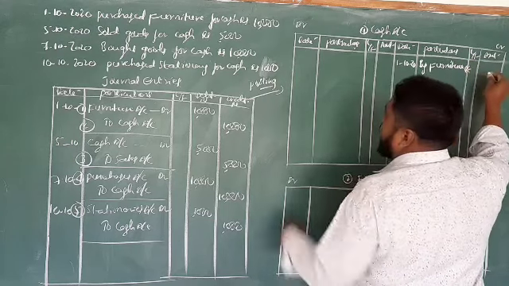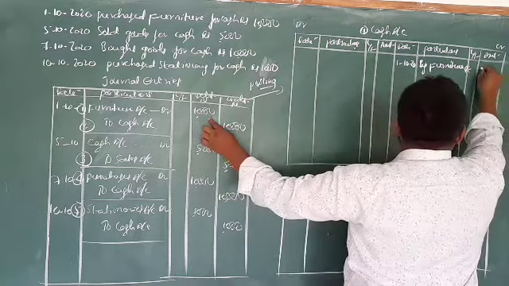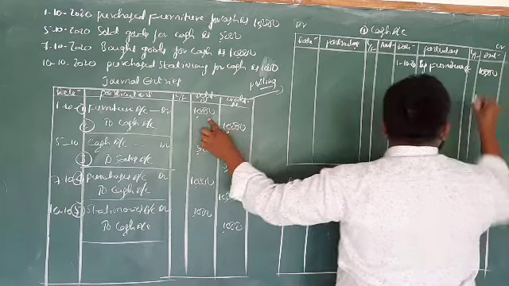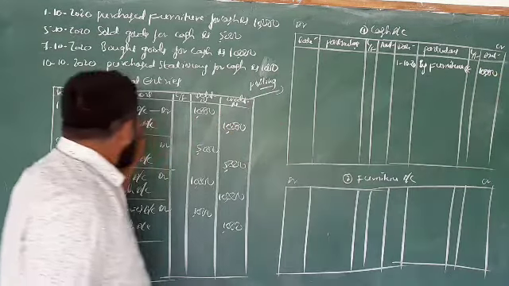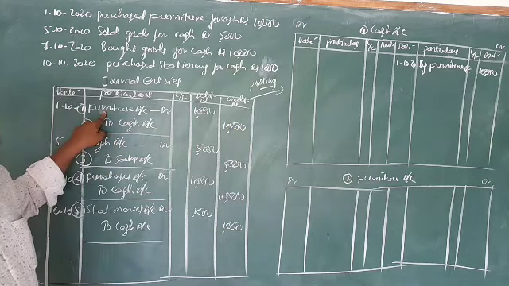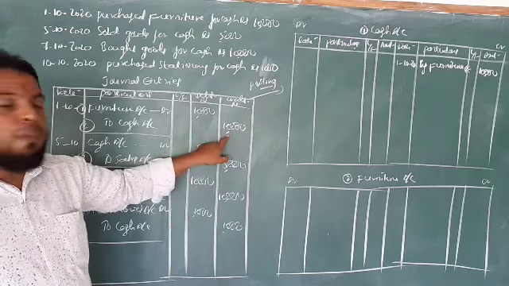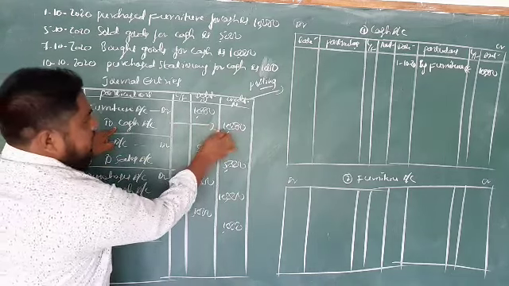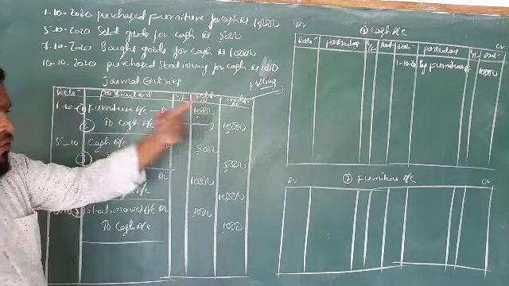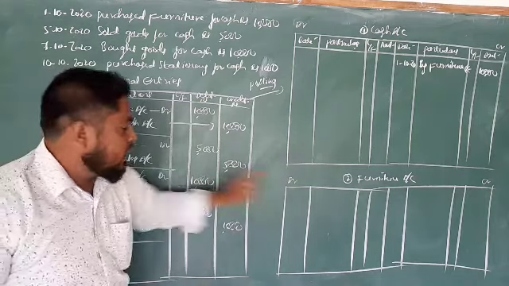Furniture account amount is 10,000. Now in cash account we entered furniture. So in furniture account we have to enter the cash, opposite side. See, cash it is there inside credit side. So in furniture account, debit side.